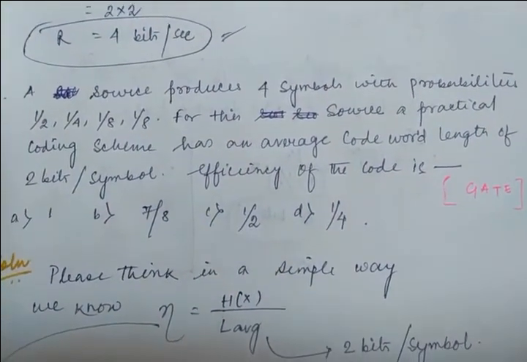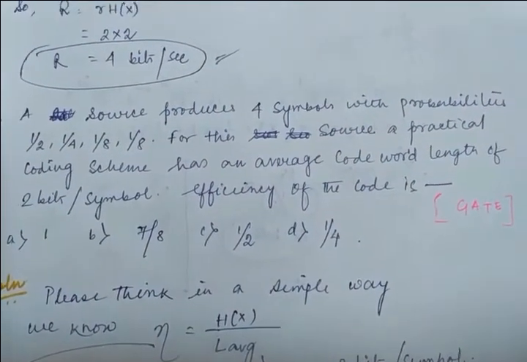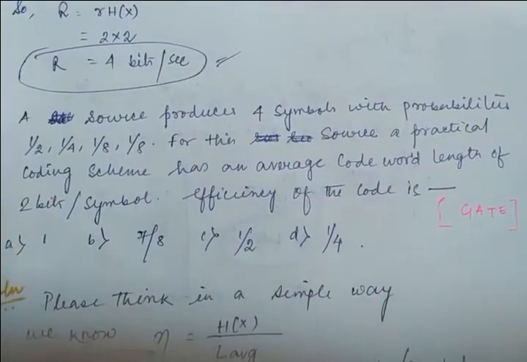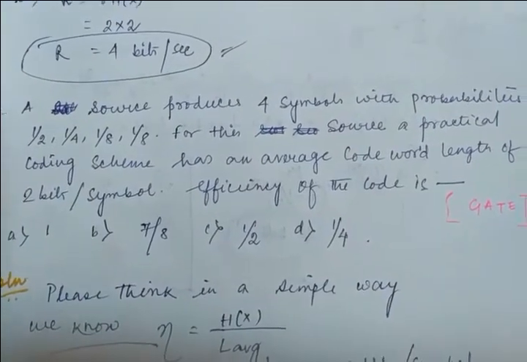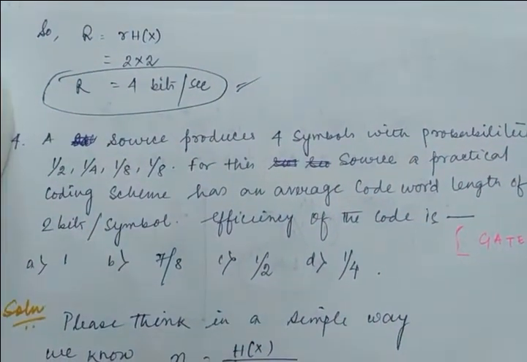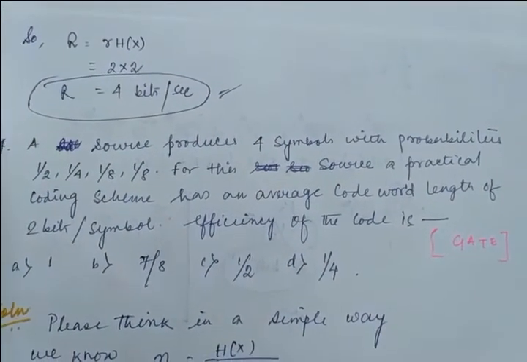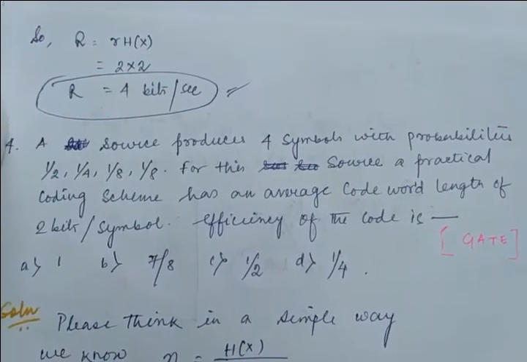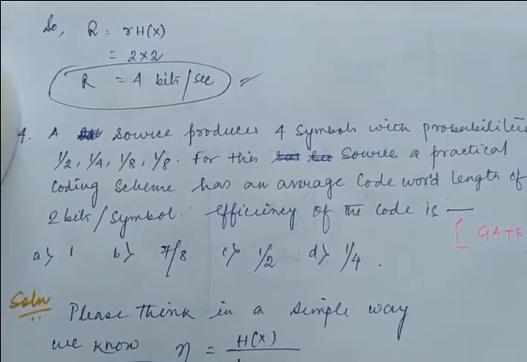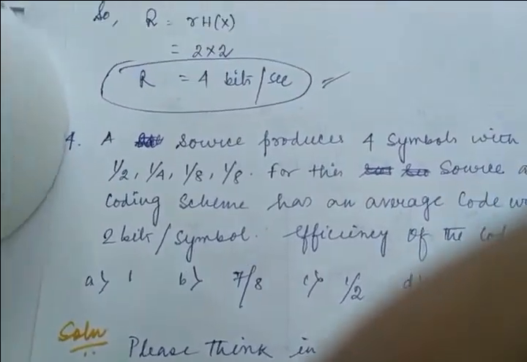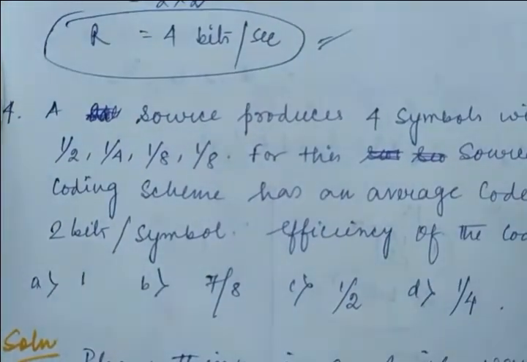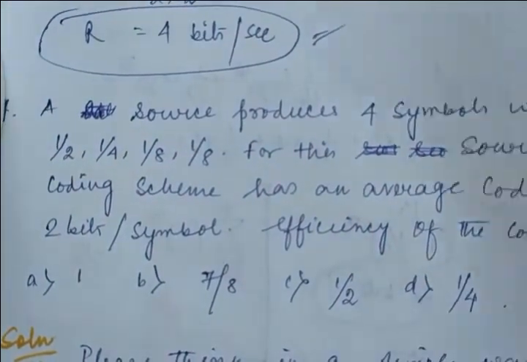Coding scheme, okay. Now, the efficiency of the code. How can you calculate the efficiency of the code? The formula is Hx by L. So you have to calculate the value of the average code word length. Sorry, it is not entropy; the length means the average code word length. So this is the value of L average, the average length. So what is my formula?